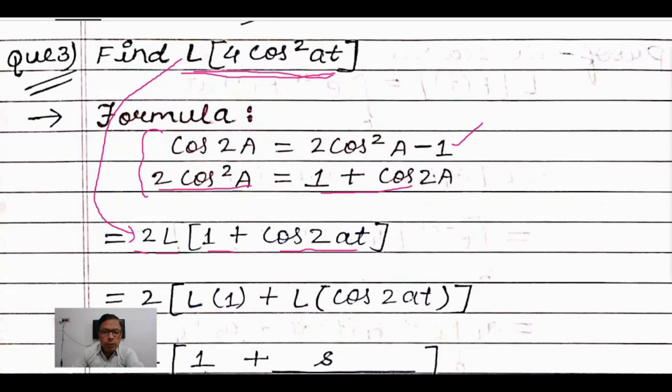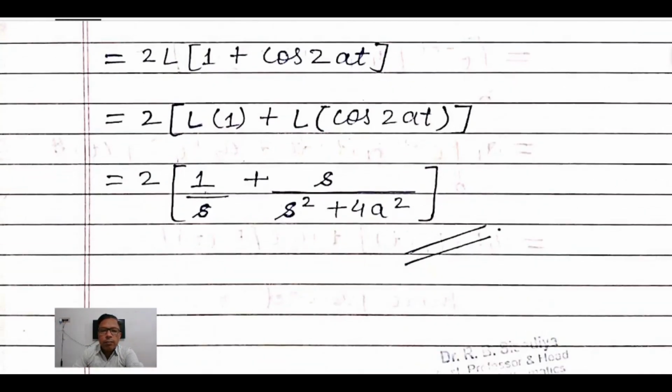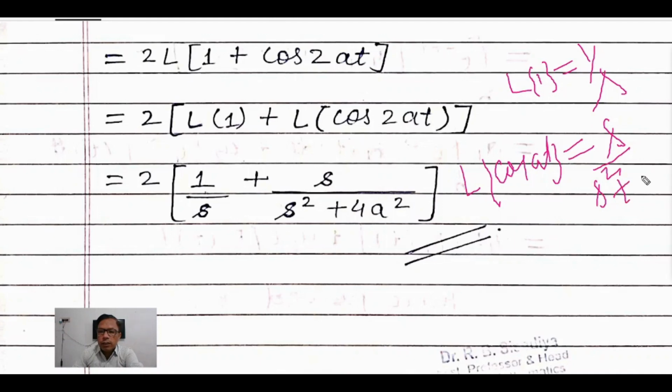and by the linearity property we have 2 Laplace of 1 plus Laplace of cos 2at. We know that Laplace of 1 is equal to 1 upon s, and Laplace of cos at is equal to s upon s square plus a square. So we have Laplace of 1 equal to 1 upon s, and Laplace of cos 2at equal to s upon s square plus 4a square, which is the answer.